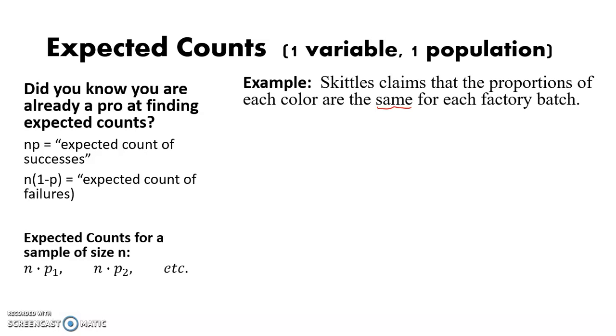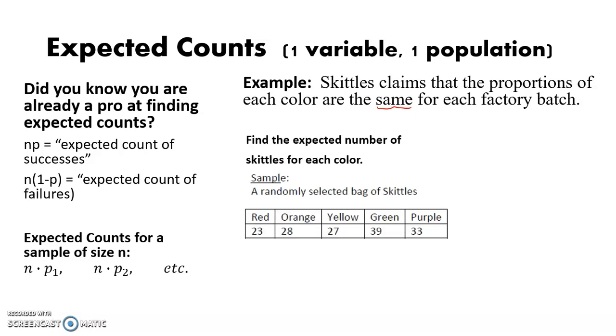So let's go back to the Skittles example. Skittles claims that the proportions of each color are the same for each factory batch. So find the expected number of Skittles for each color. So we randomly selected a bag of Skittles, and here is what we observed to be true for those values right there. That's what we observed. I saw 23 reds and 28 oranges, etc.